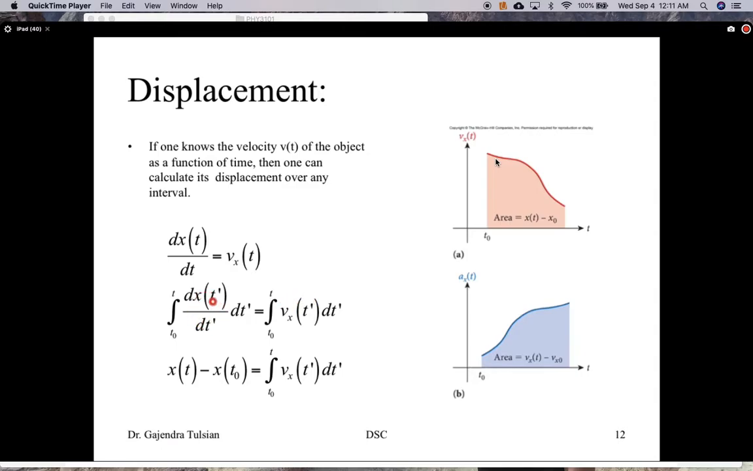And by the fundamental theorem of calculus, when you integrate a full derivative, what you get is the function evaluated at the endpoints. So what we're saying is this area under the curve is this displacement. If you take velocity as a function of time and take the integral of that, which will give you the area, that's equal to the displacement.